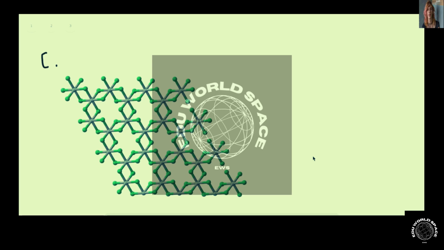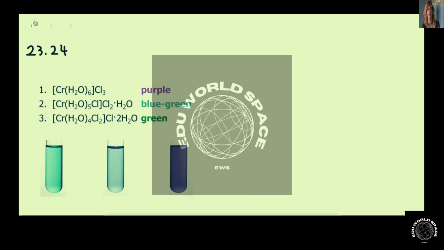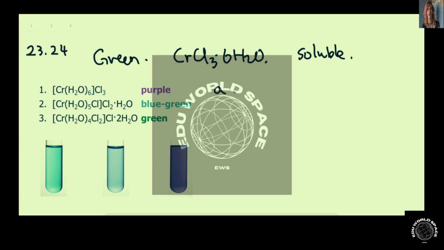Here's problem 23.24. Crystals of hydrated chromium(III) chloride are green in color, so it is green, and have an empirical formula of CrCl3 times 6 water. And they're highly soluble. Question A is asking you to write the complex ion that exists in the compound.